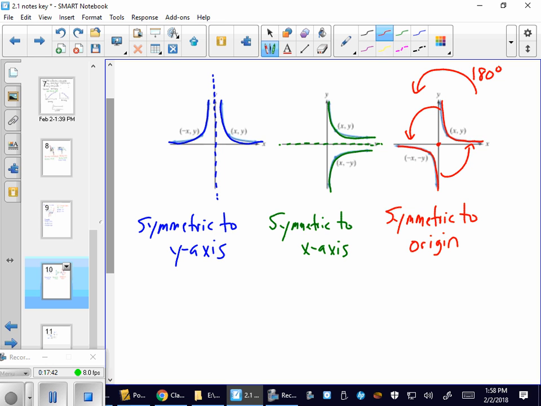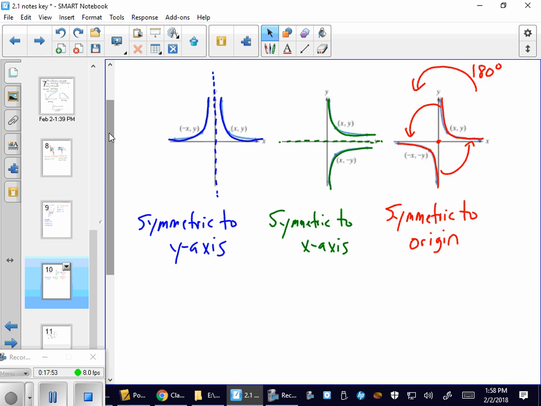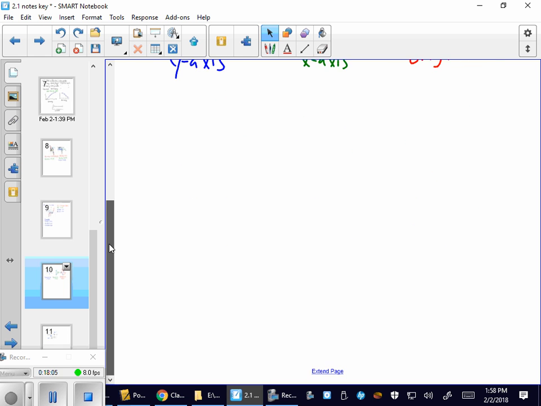So what we want to do is we want to be able to test for symmetry and see if something is symmetric. Visually you should be able to look at something and kind of tell whether it's symmetric to the y-axis, x-axis, origin, or just none of these, which is quite possible. But we want to be able to do it algebraically. So we want to be able to test for symmetry.